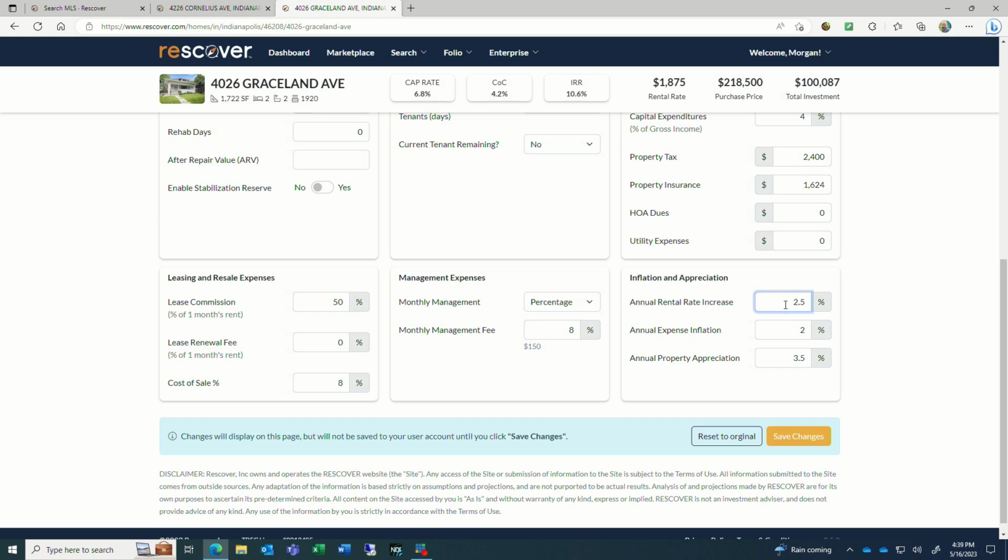Over the last 30 years, the CPI, the Consumer Price Index, has been 2.27. So if we say 2.5, we're real close to that. We're going to say the expenses are going to go up 2%, and our property is going to appreciate at a rate of 3.5% per year moving forward.